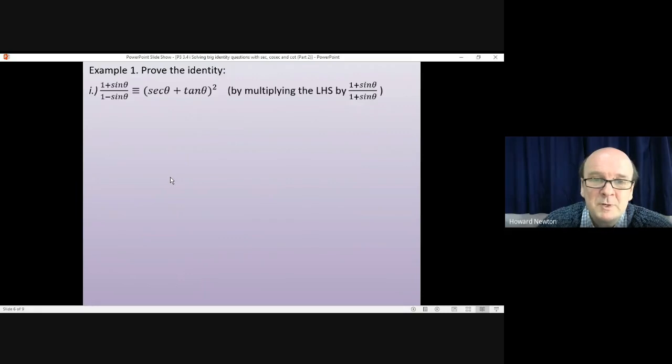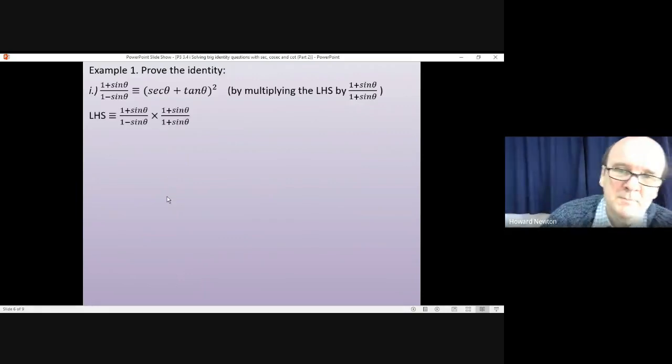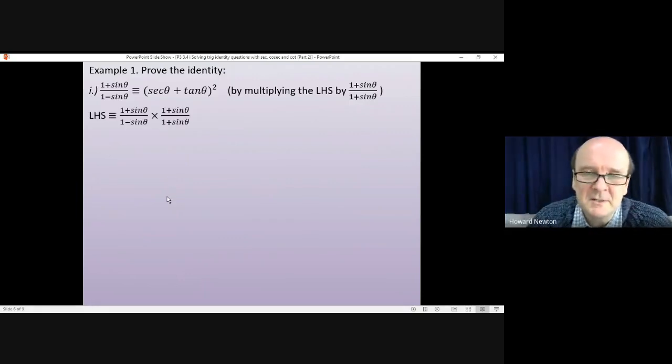Okay. I said what I was going to do was multiply by 1 plus sine theta over 1 plus sine theta. That may feel a little bit random, but it's not as random as it looks. If you look on the bottom of the fraction, we have 1 minus sine theta. If we multiply by 1 plus sine theta, that'll give us the difference of 2 squares on the denominator of the fraction. That is frequently a very useful thing to do. It's frequently useful with this type of question.